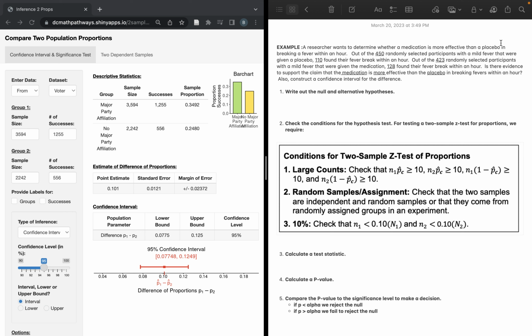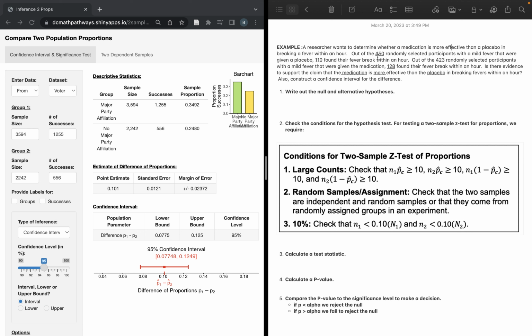effective than a placebo in breaking a fever within an hour. Out of the 450 randomly selected participants with a mild fever that were given a placebo, 110 found their fever break within the hour. So that's one sample. And now if we look at this, we have a whole other sample. So whenever you have two samples, you have to use the apps that have the 2 with them. And this one's proportions, so we're going to use the compare two population proportions. If these were averages, you would use the compare two means instead.